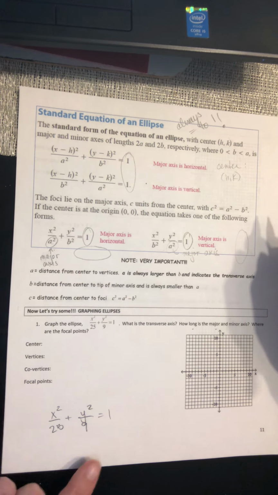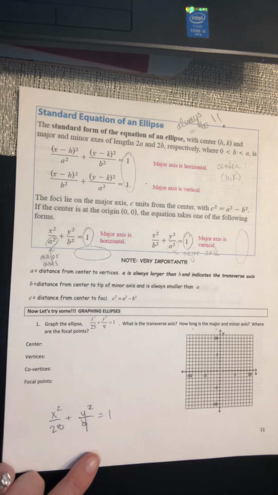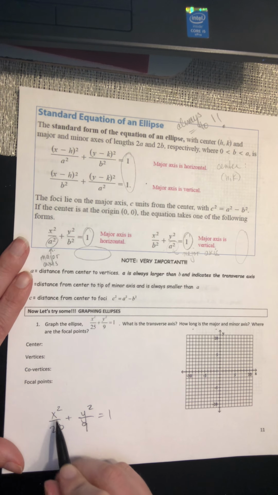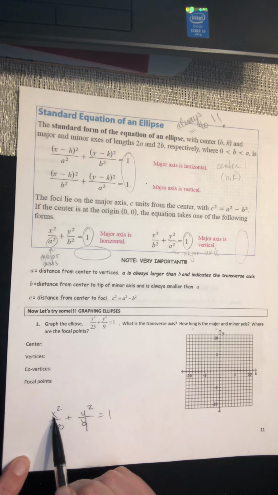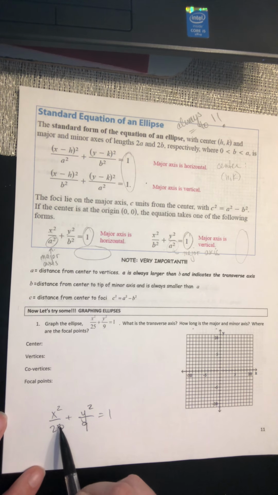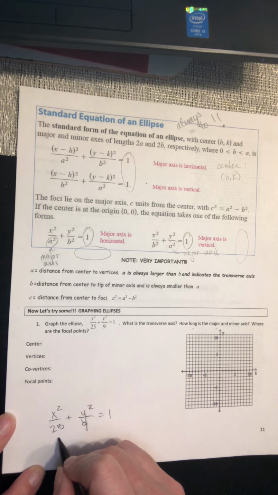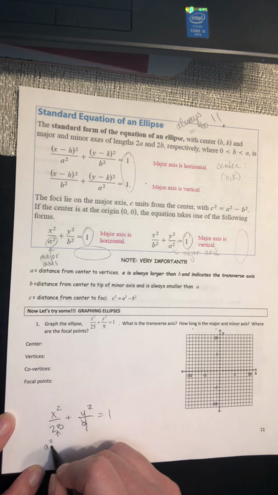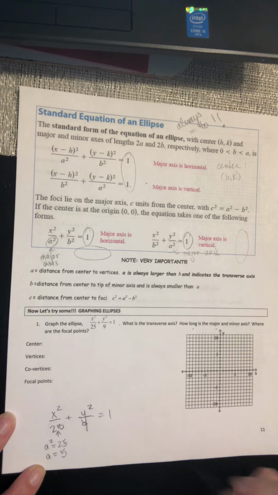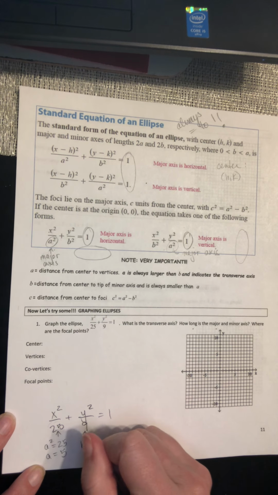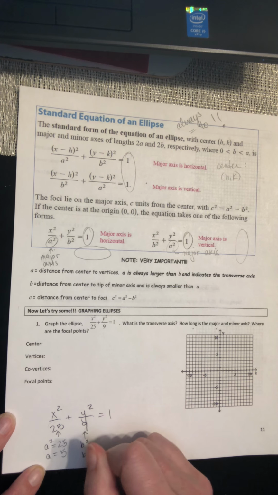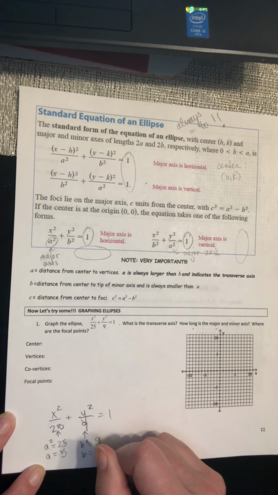All right, so this guy is equal to 1. What I'm seeing right now is that this is going to have a major axis that is horizontal, in the x direction, because the value underneath the x squared is bigger. That means a squared is 25, so a is 5. And because this is the smaller denominator, this has to be b squared, so b is 3.